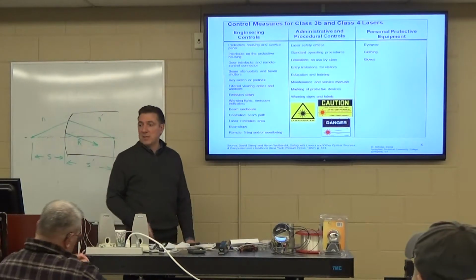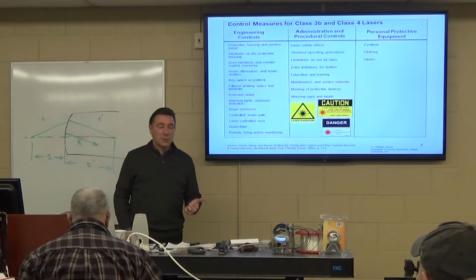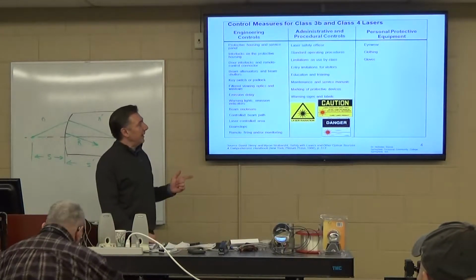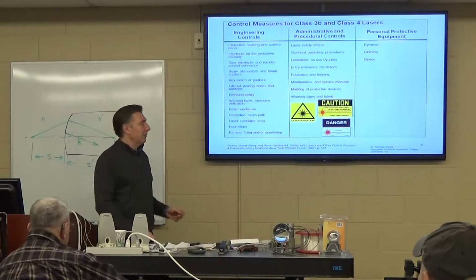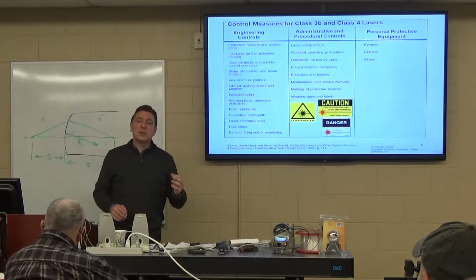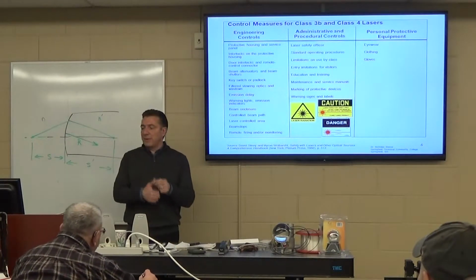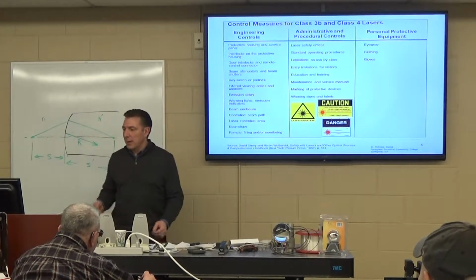So if we look at some of the control measures for class 3B and class 4 lasers, they fall into 3 basic categories: engineering controls, administrative and procedural controls, and personal protective equipment, which includes eyewear, clothing, and gloves that are flame retardant. Engineering controls are basically anything like protective housings and panels that limit access to the laser.